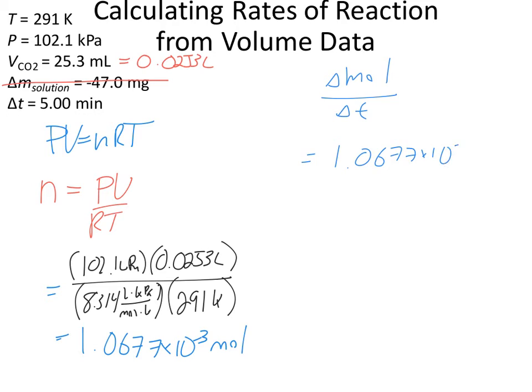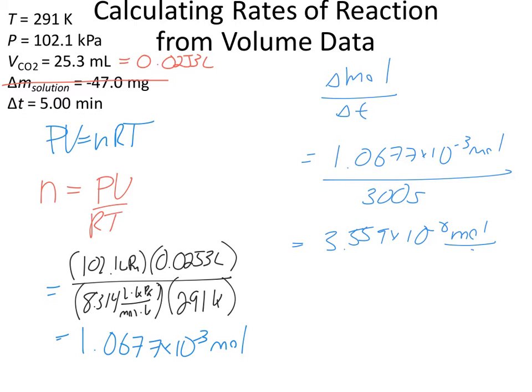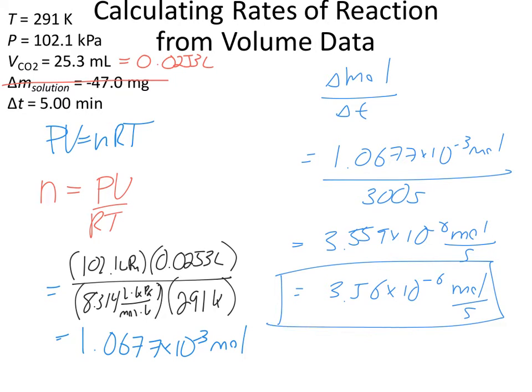We have 1.0677 times 10 to the negative 3 mole, and that's going to be over 5 minutes, or the equivalent of 300 seconds. So if we do this out here, what we're going to see is we get 3.559 times 10 to the negative 6 mole per second. If we go into significant figures, we should have 3.56 times 10 to the negative 6 mole per second. So that is our rate in terms of the production of CO2 gas per unit time.